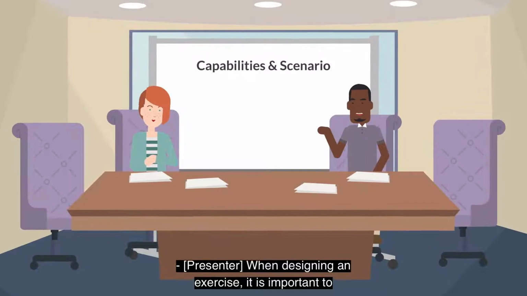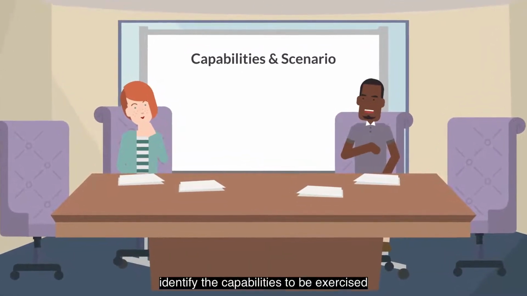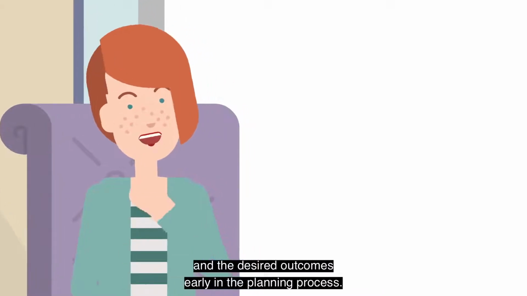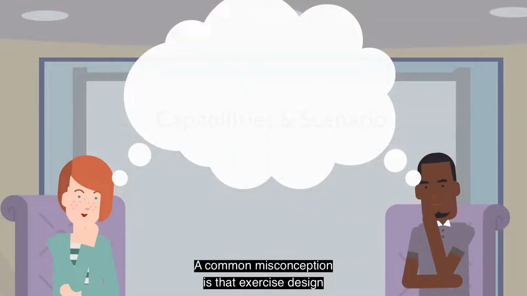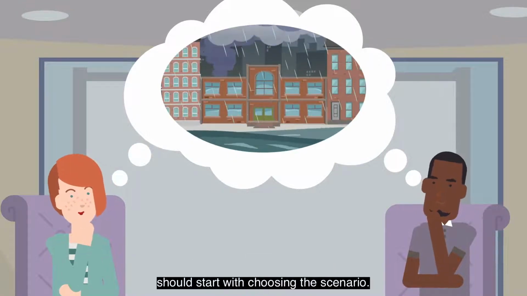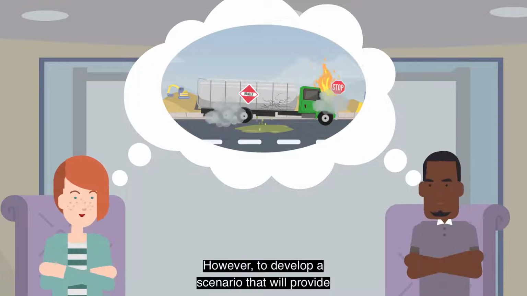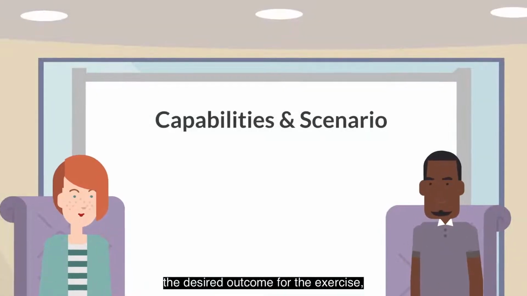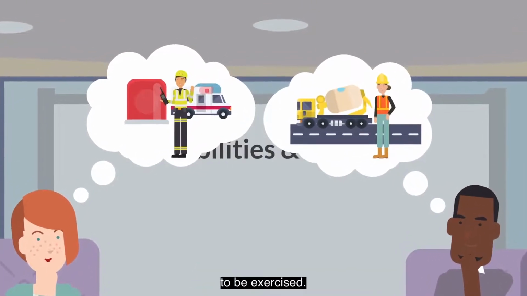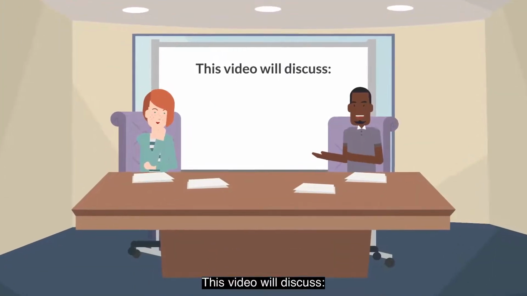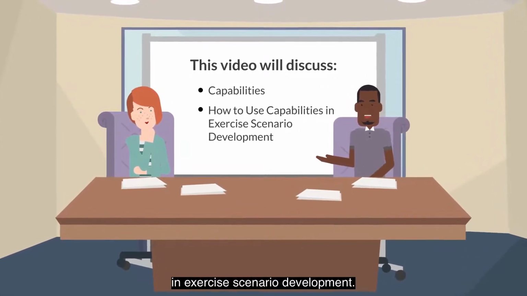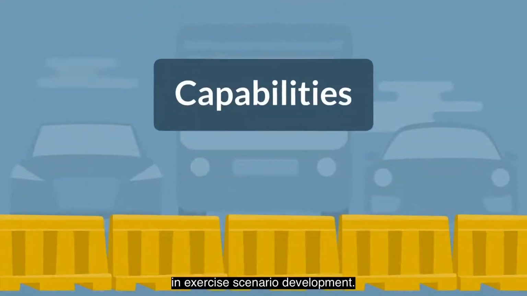When designing an exercise, it is important to identify the capabilities to be exercised and the desired outcomes early in the planning process. A common misconception is that exercise design should start with choosing the scenario. However, to develop a scenario that will provide the desired outcome for the exercise, planners should start by identifying the capabilities to be exercised. This video will discuss capabilities and how to use capabilities in exercise scenario development.